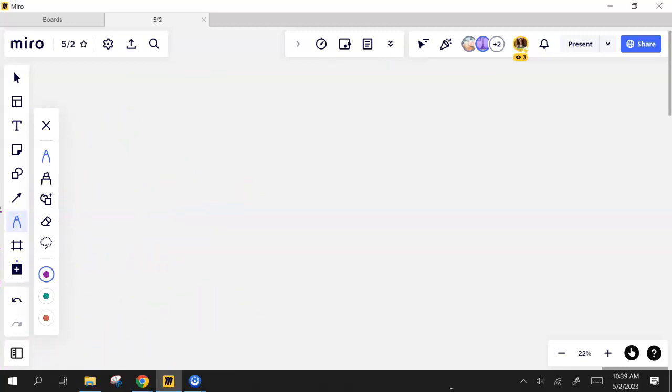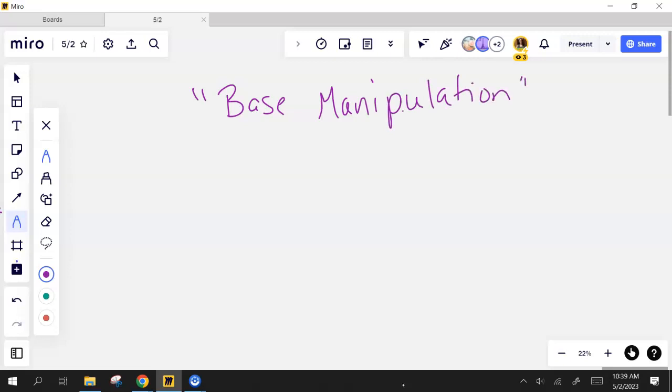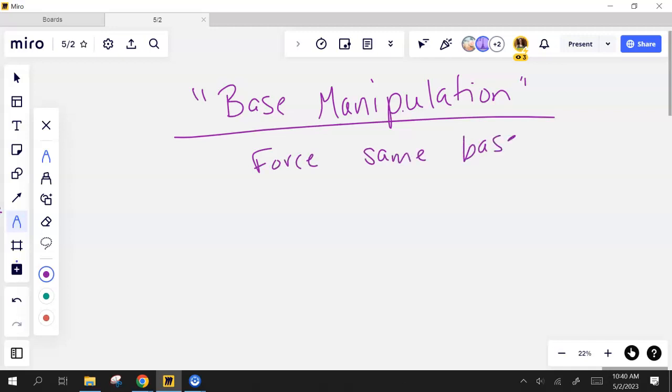The last part is what I call base manipulation. So what's going to happen here is all of a sudden my bases are not the same, and I have to force them to be the same. So that's what I mean by this. Force the same base. How in the world am I going to do that? So what I'm going to do is look at the numbers that are there, and rewrite them so that they have the same base. And let me show you exactly what I'm talking about.